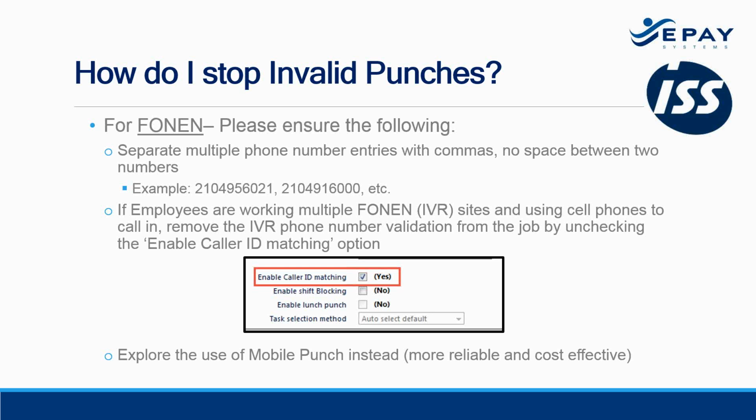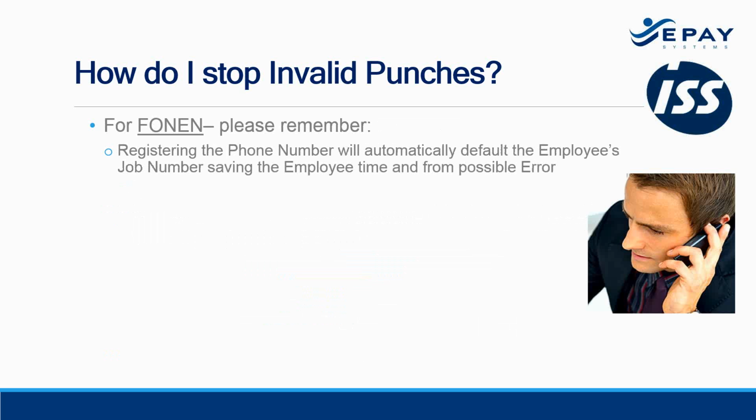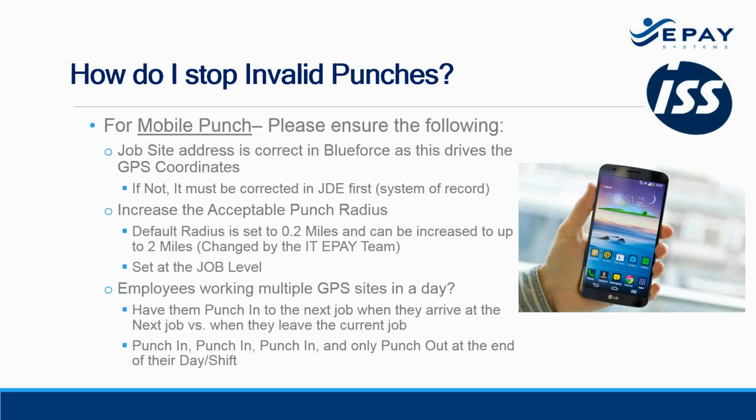Now, as I mentioned earlier, if you have a smartphone already in use, please stop using the phone-in system and let's go to the mobile app, because the mobile app is a lot better. And keep in mind, registering the phone number is automatically going to default the employee's job number, saving the employee time and possible error. So make sure that we have all the numbers registered.